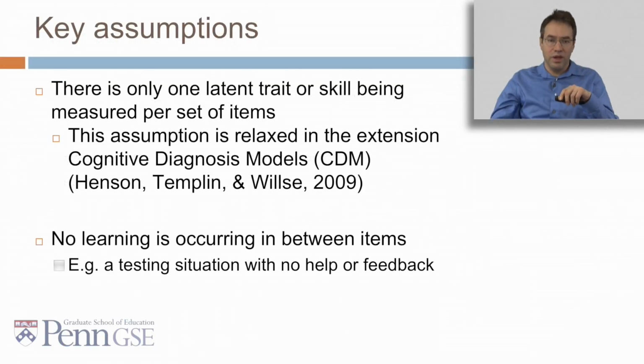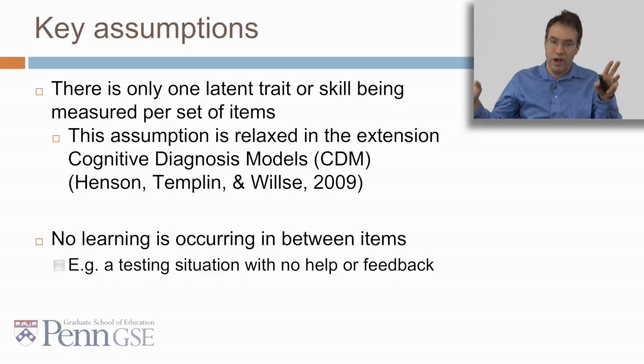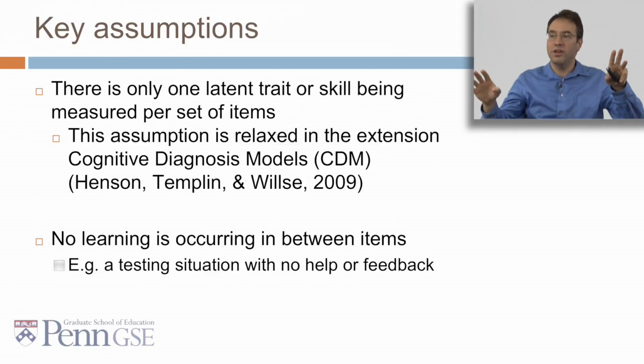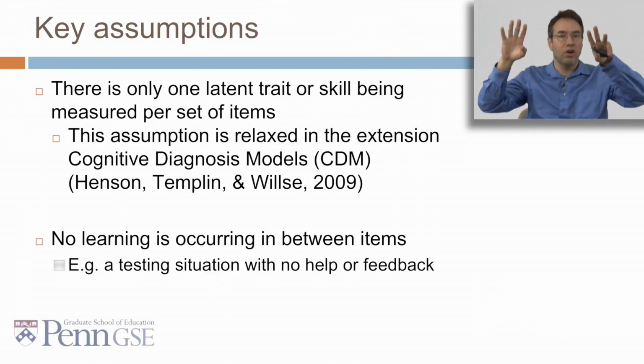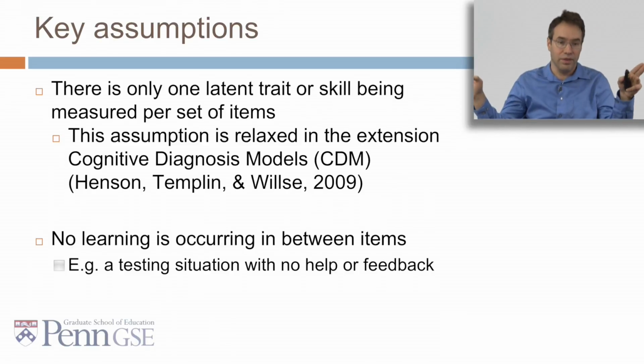Now, IRT makes some key assumptions. The first, and kind of the most controversial, is that there's only one latent trait or skill being measured per set of items. Now, this assumption is relaxed in the extension cognitive diagnosis models, but in core IRT, there's just one skill, one general ability. How smart are you in math?